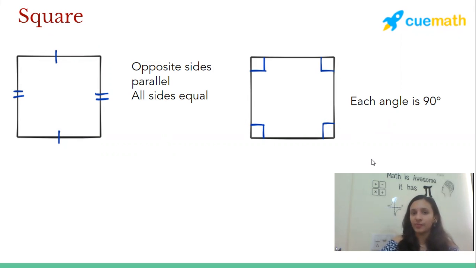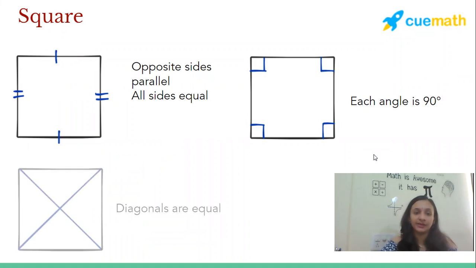The first part remains same for square and rhombus, but coming to the next property of a square, that's what we do not have in the rhombus. In a rhombus, all angles are not 90 degrees. Each angle is not 90 degrees. But specifically here in a square, we do have that. Diagonals are equal. Okay, so diagonals are equal.